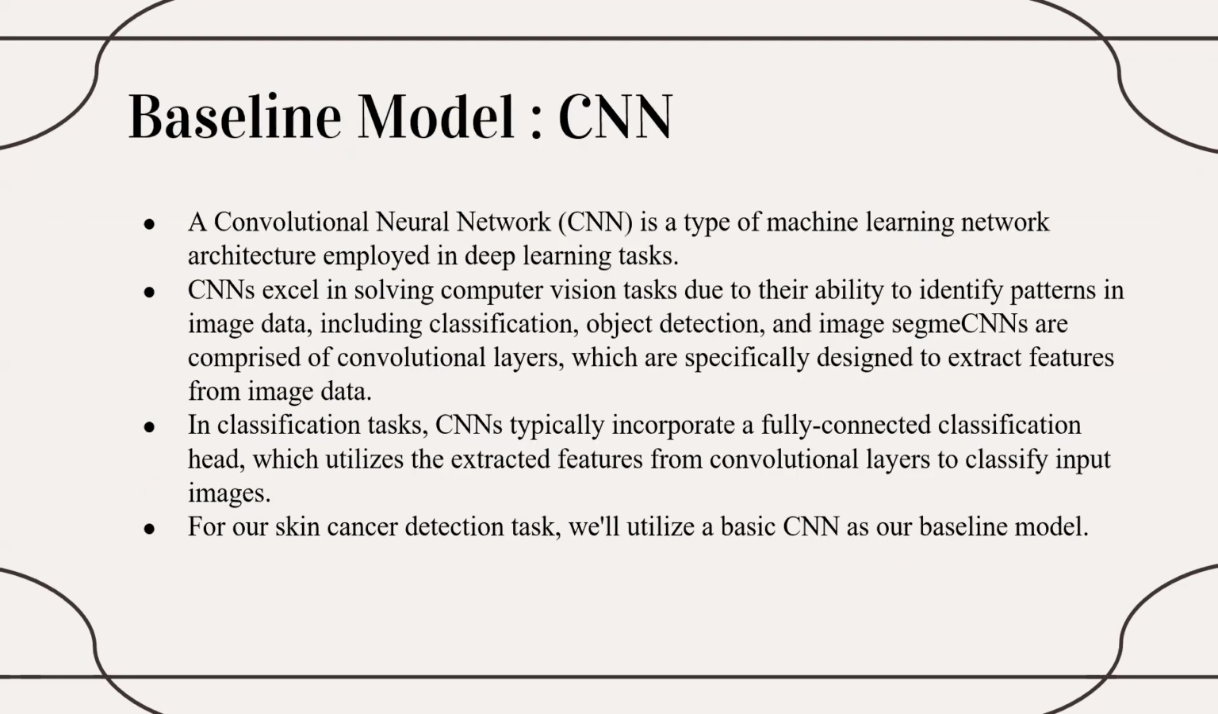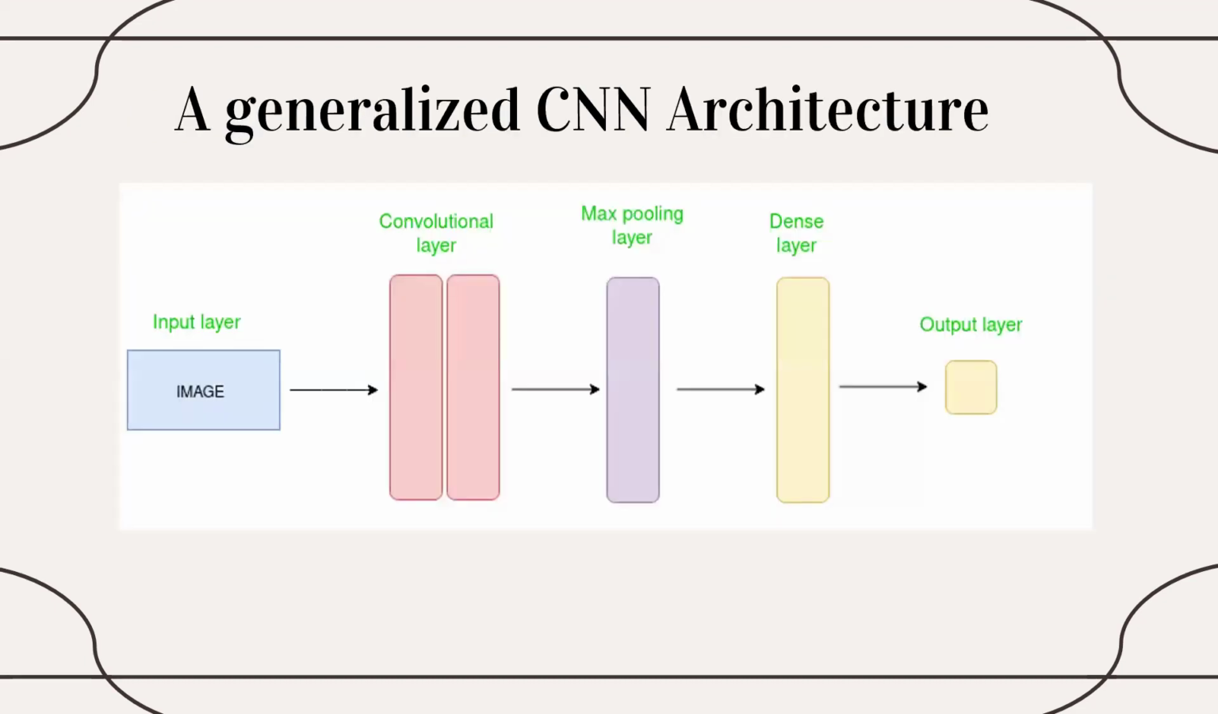For the baseline, we have used CNN. As you know, CNN is one of the most common neural networks in deep learning tasks as it is very proficient for image datasets. This is the generalized architecture of CNN. We have convolutional layer, max pooling layer, dense layer, and then we output the image. And from this, we have updated our CNN architecture.